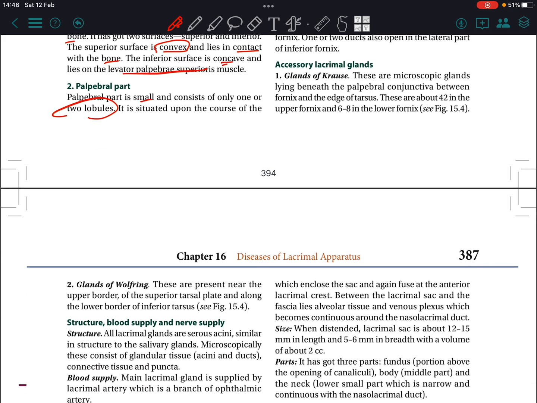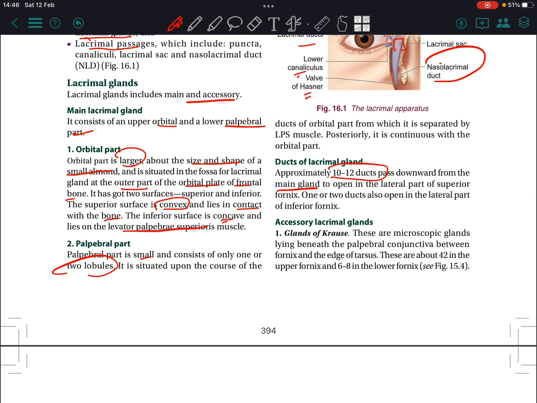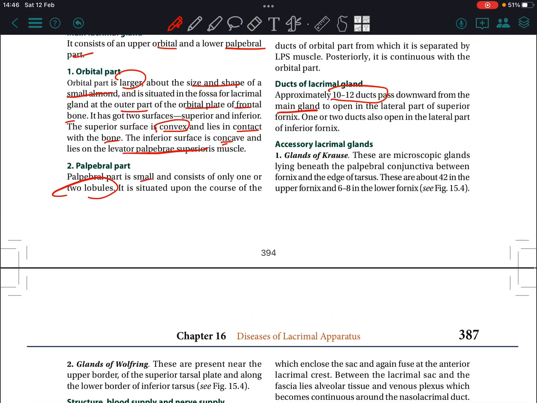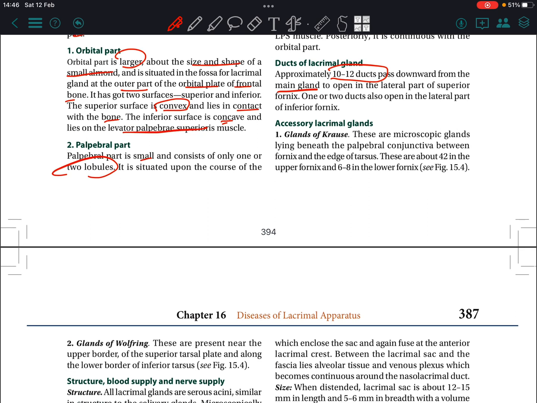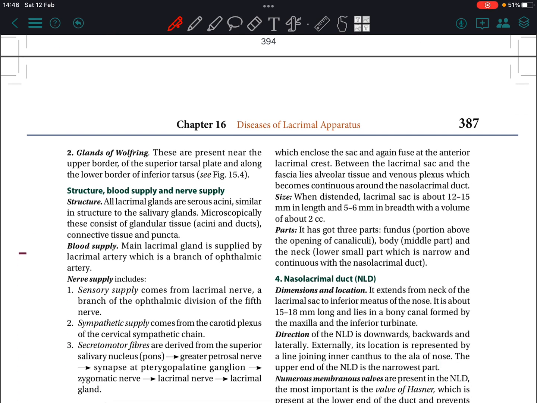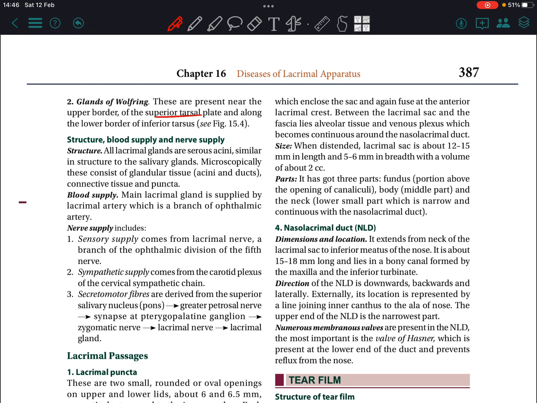Accessory lacrimal glands: glands of Krause and glands of Wolfring. These are microscopic glands lying beneath the palpebral conjunctival tissue. Glands of Wolfring are present near the upper part of the superior tarsal plate.